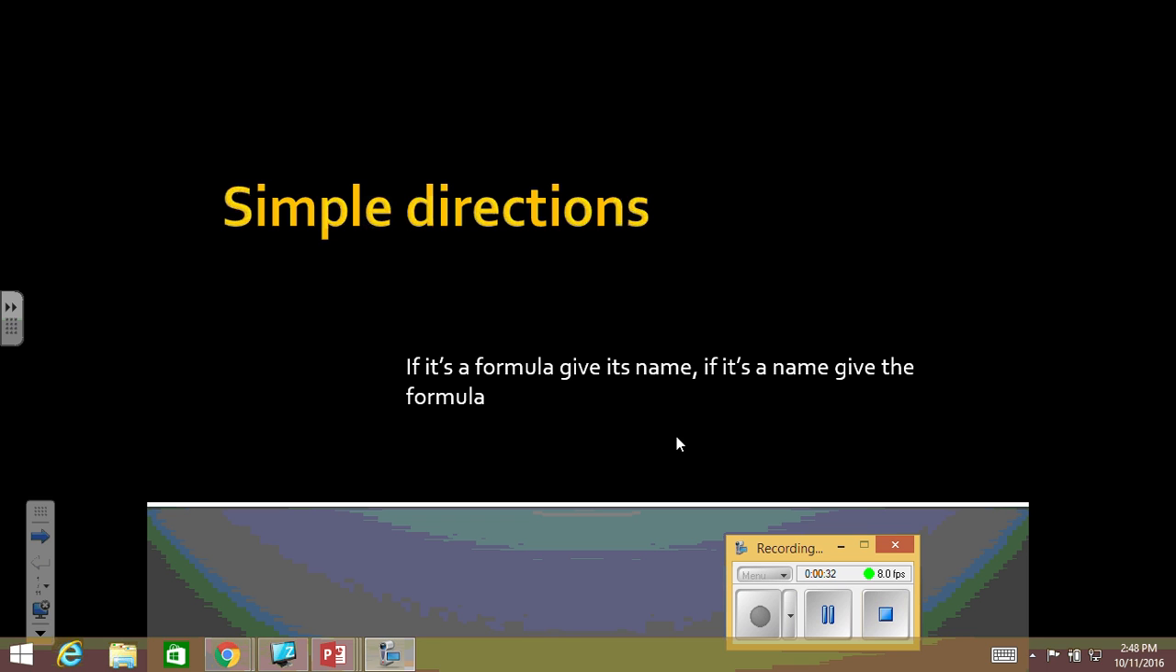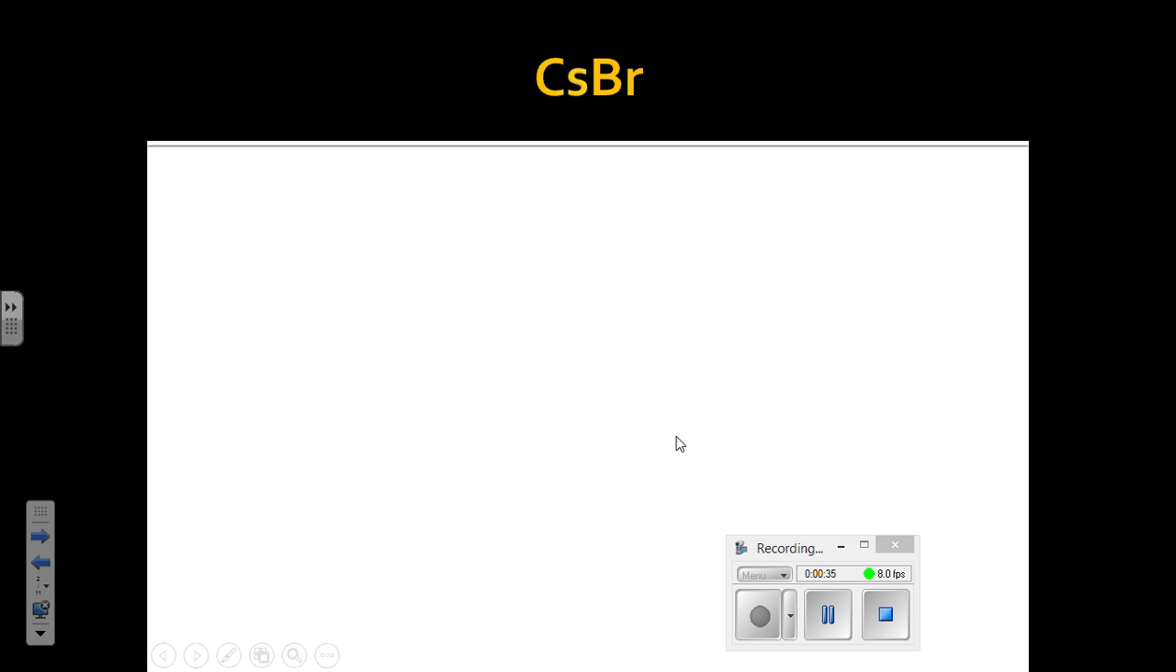So the first one is CsBr. For CsBr, we have just two elements. This is referred to as a type 1 binary because cesium is found in group number 1 of the periodic table. So naming this is simple. It's cesium, and then for the negative ion, the anion, we end in "ide." So this is simply cesium bromide.